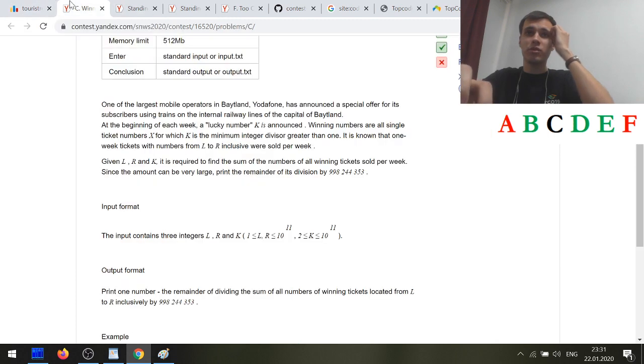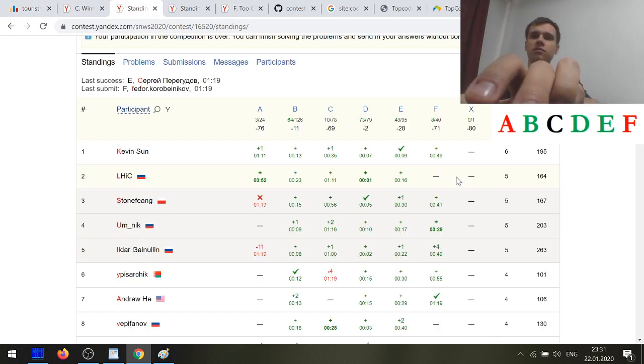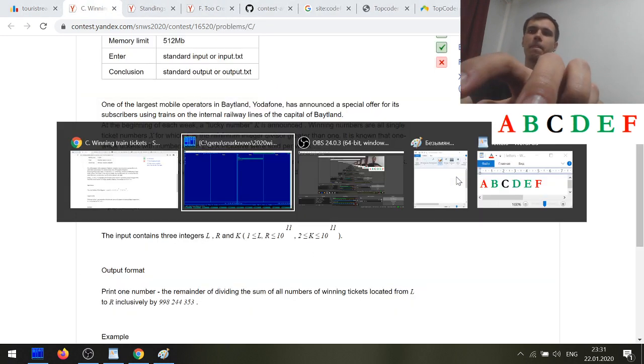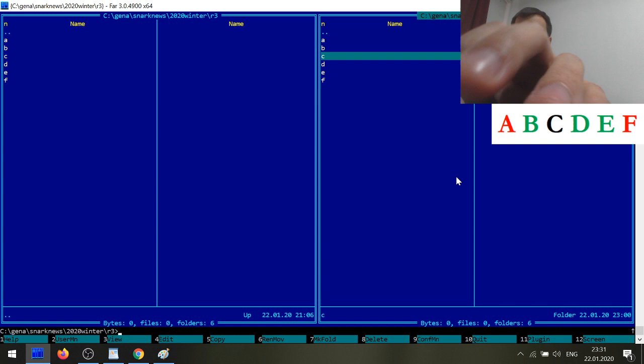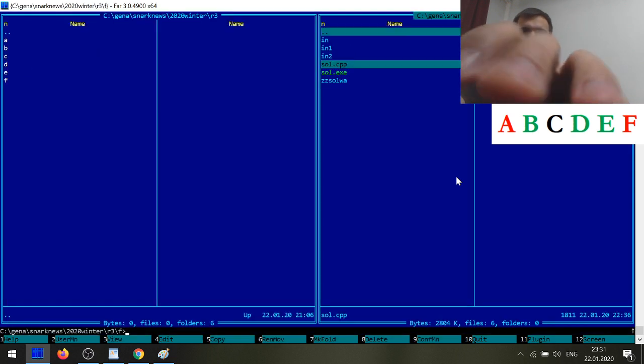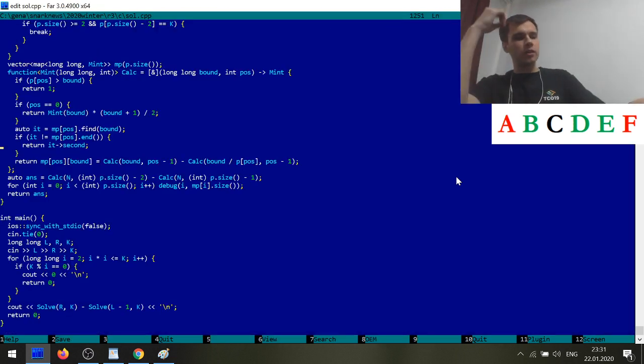Okay, so how to solve problems C and F? Any hints? Yeah, okay, so my approach at F is totally incorrect, I guess.